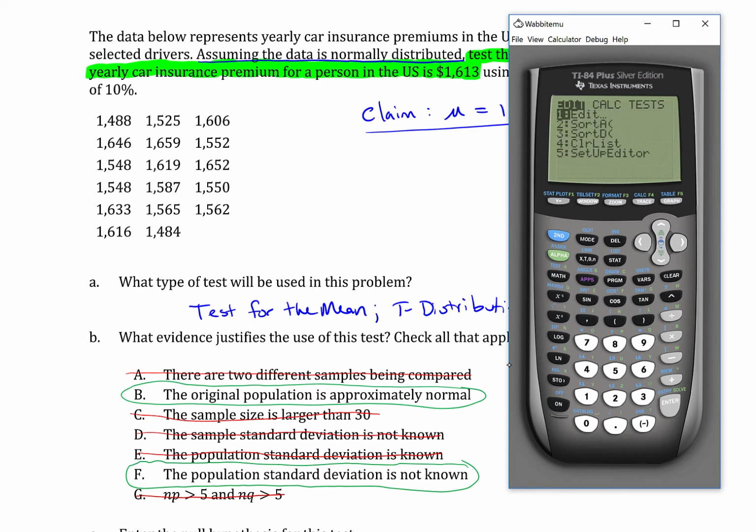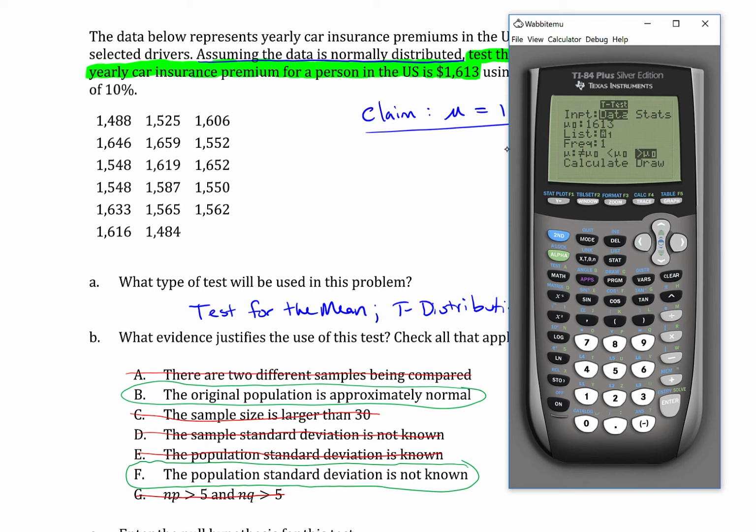So I will go under the stat key and over to tests. That's where I'm going to find my hypothesis tests. Now we've already decided that we're doing a t-test, so let's pick that option. Now this time we do have our input coming from a set of data, so I'm going to switch over to that other input mode. And all we really need, besides the place where the data is located, is the population mean from the null hypothesis, which is 1,613. The data itself is in list 1.